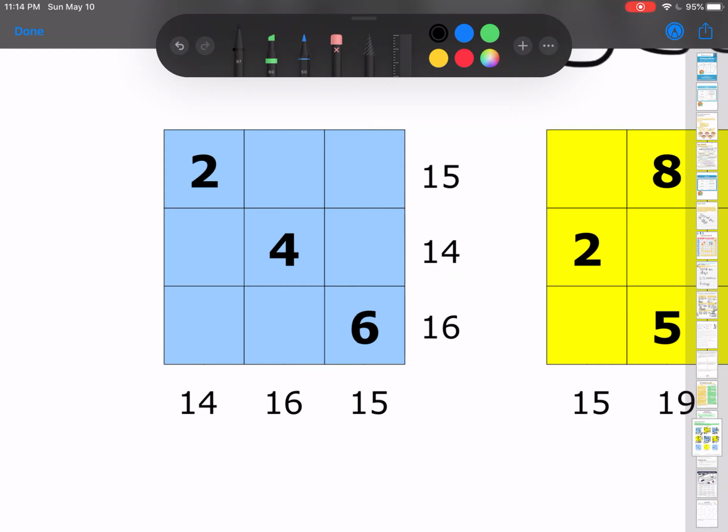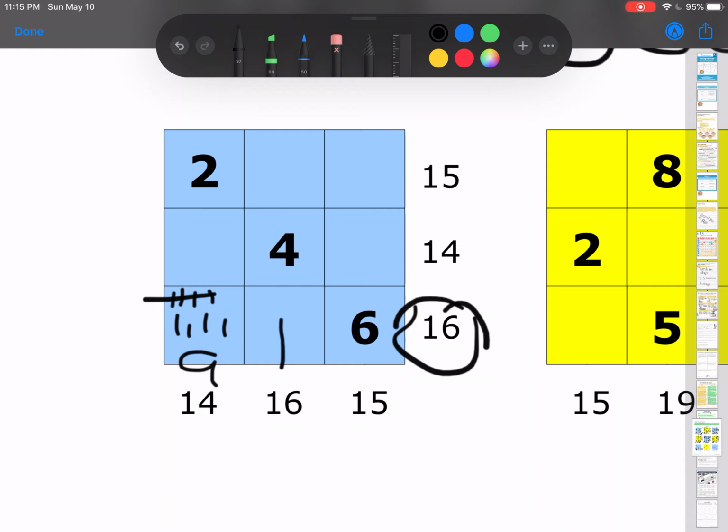Let's see how I want to do this one. So I have a 6 here. Let's just start with 1. So I put a 1 here, so 6, that equals 7. I need to get to 16. So 7, 8, 9, 10, 11, 12, 13, 14, 15, 16. That would leave us a 9 here.